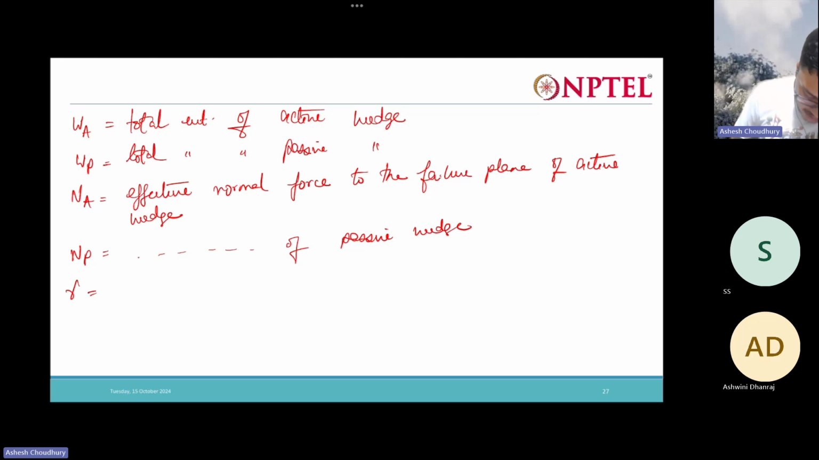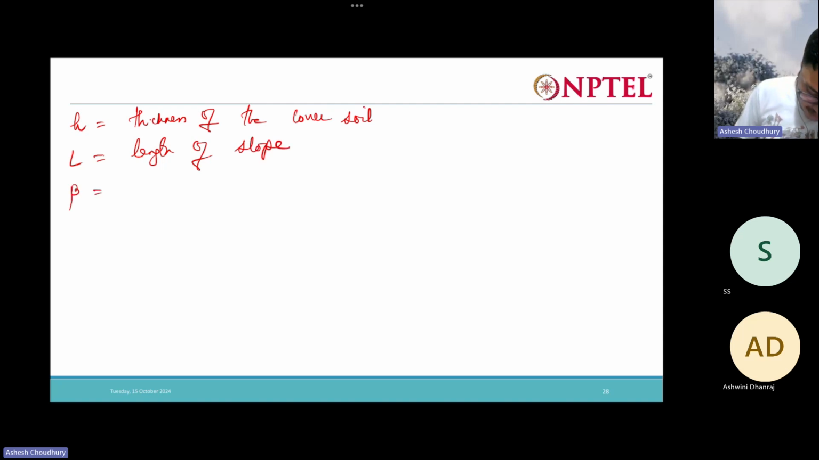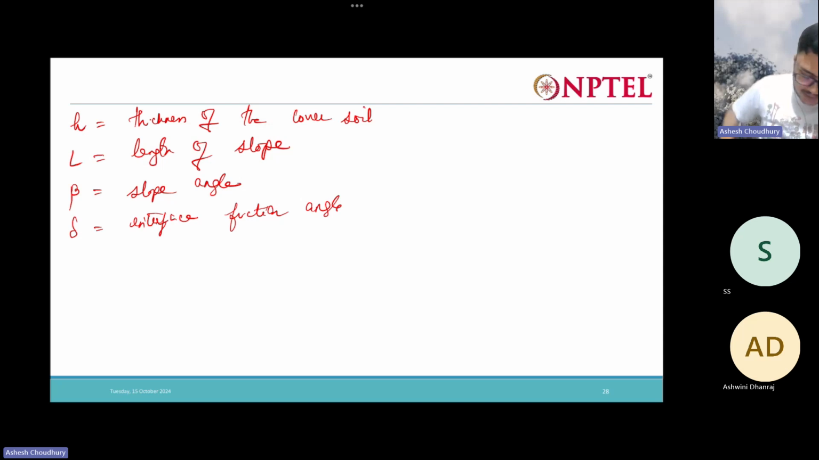Gamma is unit weight of soil covered. H is thickness of the covered soil. L is length of slope. Beta is slope angle. Delta is interface friction angle. So many things, right?